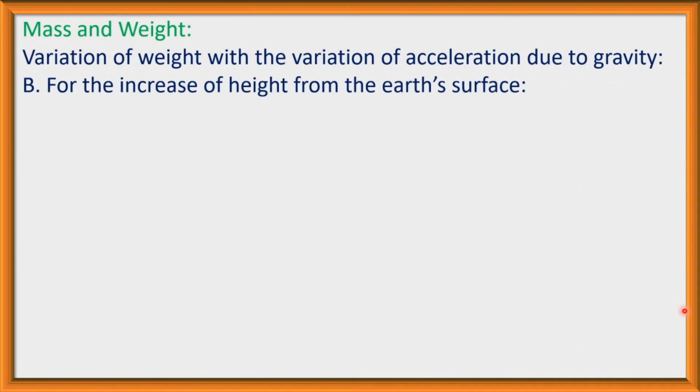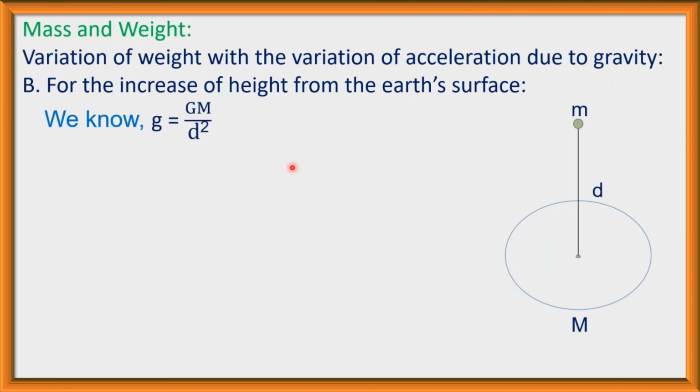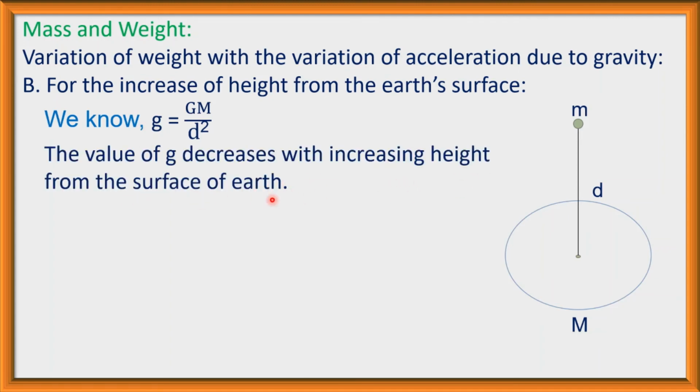Now B, for the increase of height from the earth's surface. Now the effect of height on the weight. Here is the center of the earth, and here m is the mass of a body, and from the center of the earth to the body the distance is d, and M is the mass of the earth. So acceleration due to gravity g is equal to GM divided by d squared. That is, acceleration due to gravity depends on distance d. If d is increased, then g will be decreased. The value of g decreases with increasing height from the surface of the earth.